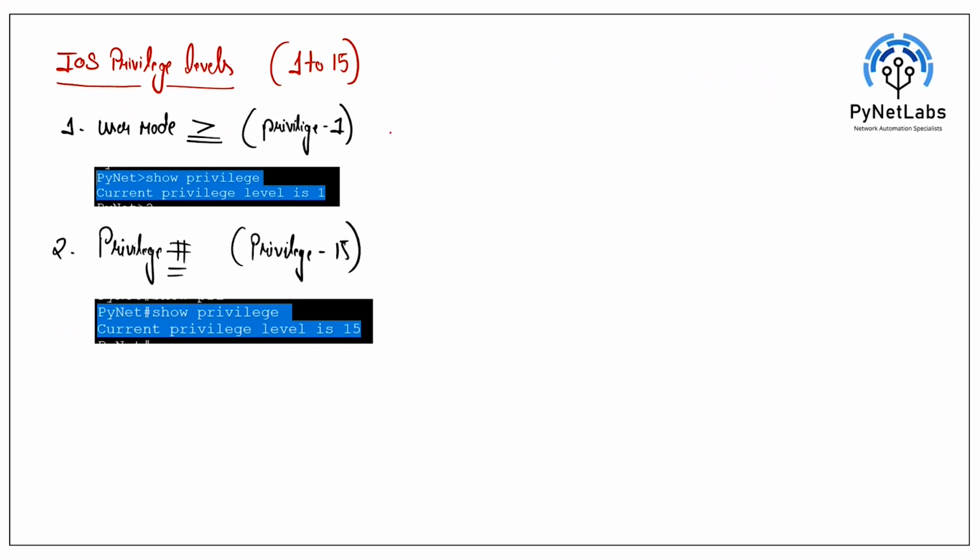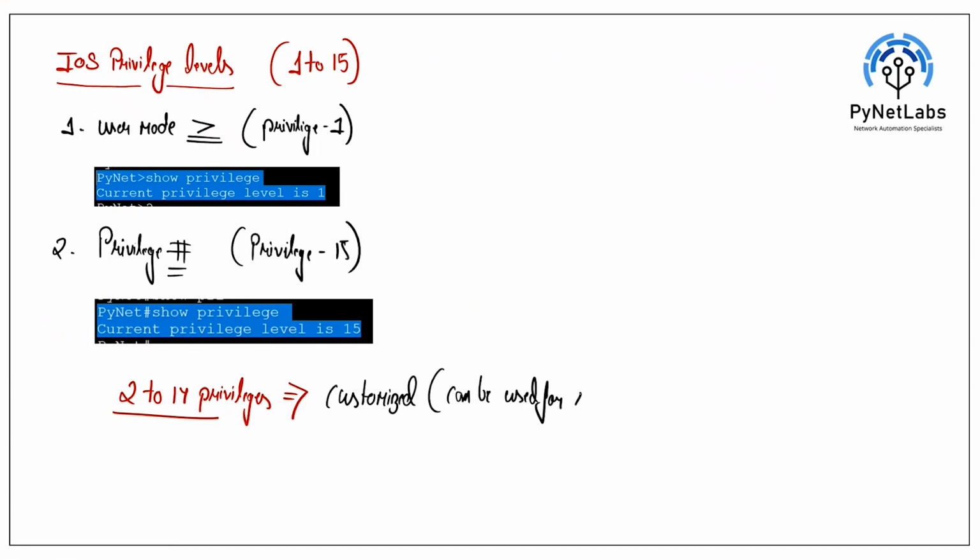We can say privilege 1 is reserved for the user mode and privilege 15 is reserved for this privilege mode here. But apart from that, we also have 2 to 14 privileges, right? Now, if you are asking me what is the use of these privileges then, we can say these are the customized privileges. They can be used for specific users with specific commands. So these are customized privilege modes which your devices are going to use in the production environments.